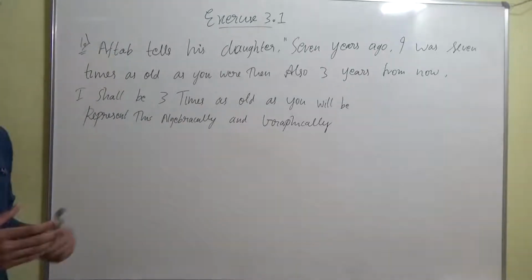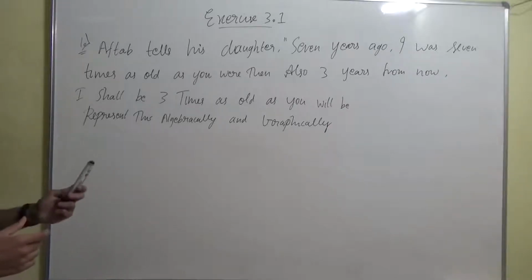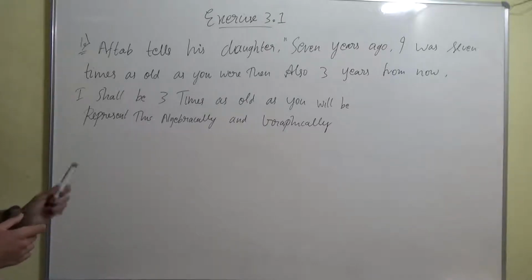Exercise 3.1 is the first exercise of this chapter. We'll see the first question of it now. The first question says, Aftab tells his daughter, 7 years ago I was 7 times as old as you were then. Also 3 years from now I shall be 3 times as old as you will be. Represent this algebraically and graphically.